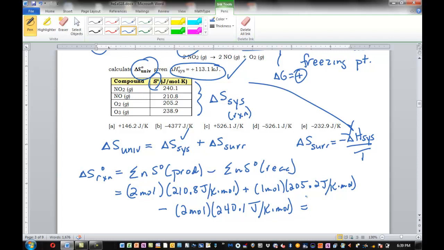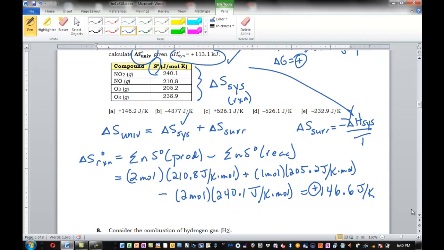So what do we get for that? Okay, I end up with 146.6. Maybe I typed something in wrong. I think it comes out to 146.2. Let's see if I wrote something down wrong. 210.8, 205.2, and 2... Okay, I got 146.6 joules per Kelvin, positive. This should be positive because we go from 2 moles of gas to 3 moles of gas, so there should be more dispersal of energy and an increase in entropy. So we have that part.